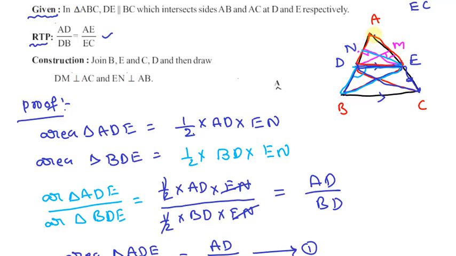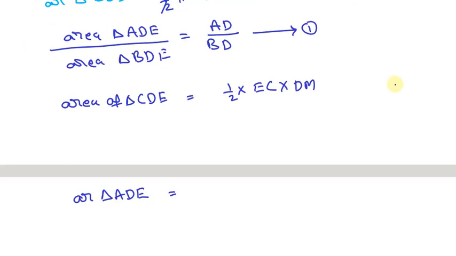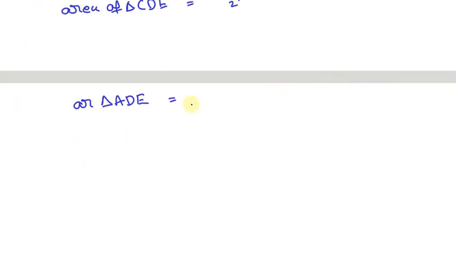Then in the same manner, can we consider AE as a base for triangle ADE? Yes, we can consider AE as a base. In this case, what would be the perpendicular line drawn through the opposite vertex? That is D. Then DM becomes the height for the triangle ADE. That means the area of the triangle is half into base, here I am considering the base as AE, and the height becomes DM again.